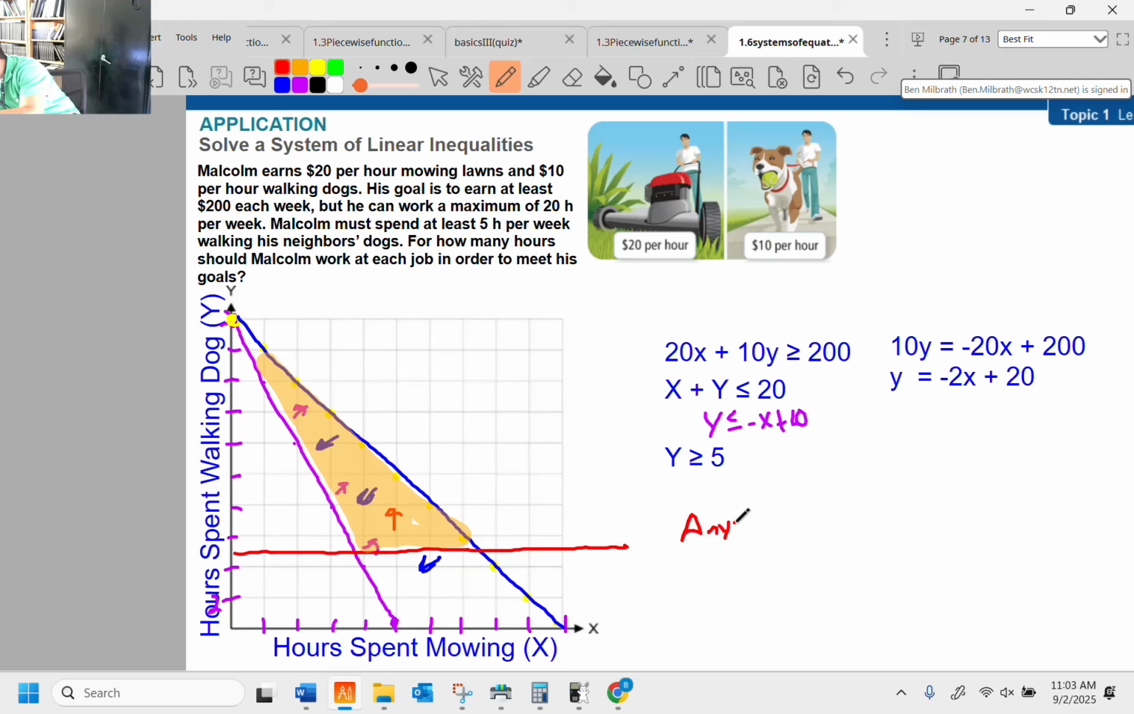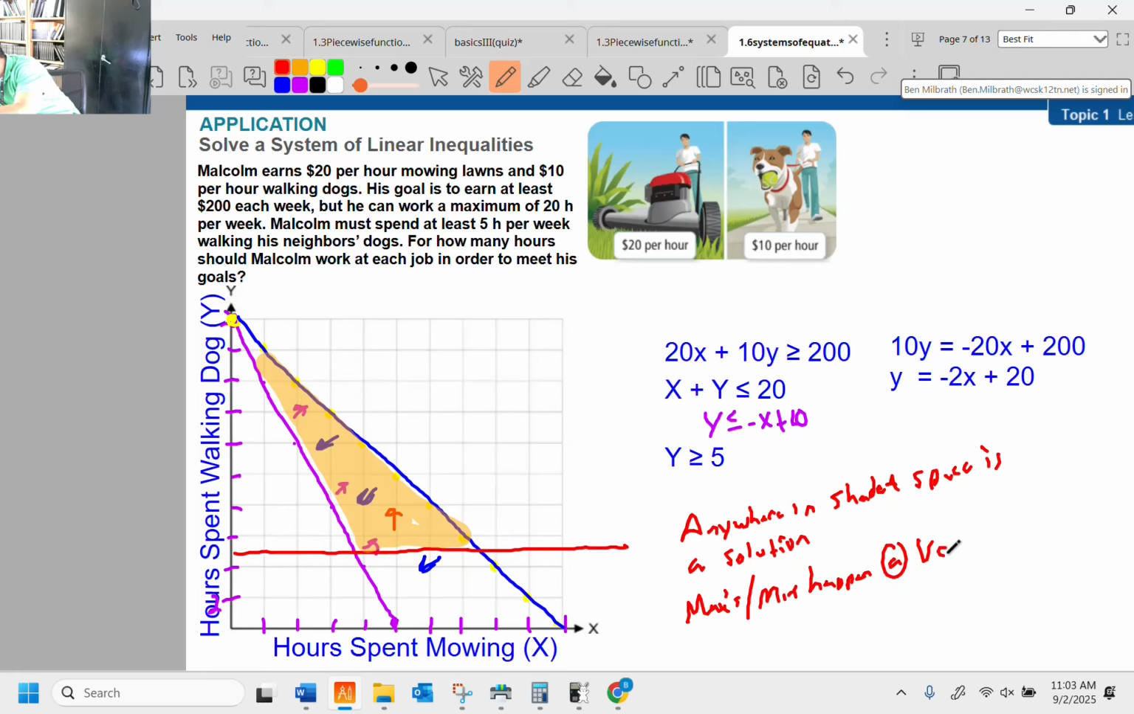Anywhere in the shaded space is a solution. Okay. Another idea is that the maxes and the mins happen at the vertices.